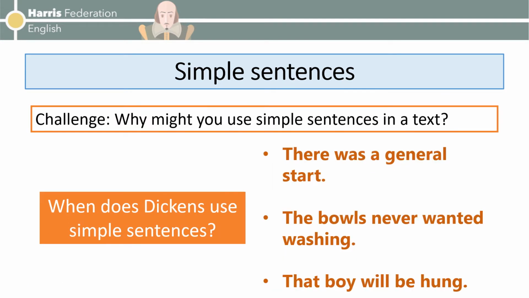I asked you before, why might you use simple sentences in a text? Let's look at the simple sentences in the Oliver extract that we looked at last lesson. There was a general start. The bowls never wanted washing. That boy will be hung. Quite often, a writer will use simple sentences to stop the pace, to slow things right down, or to emphasise a certain event.